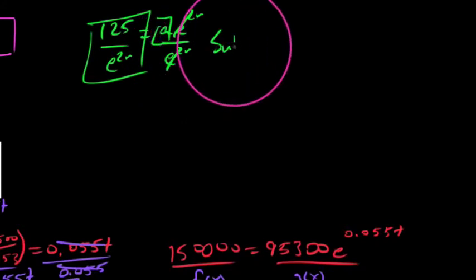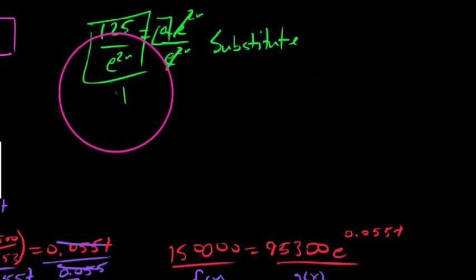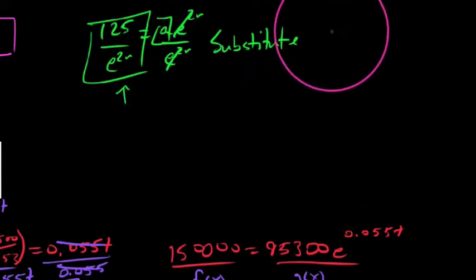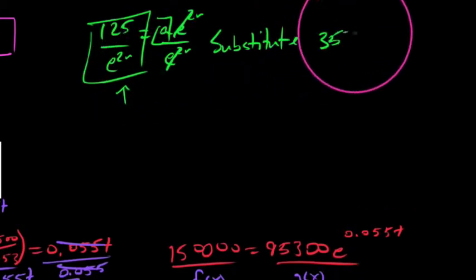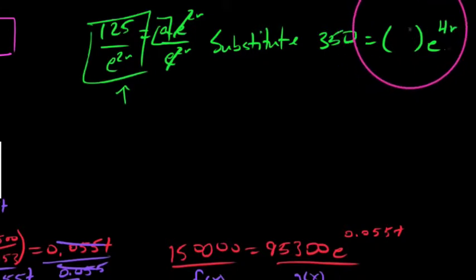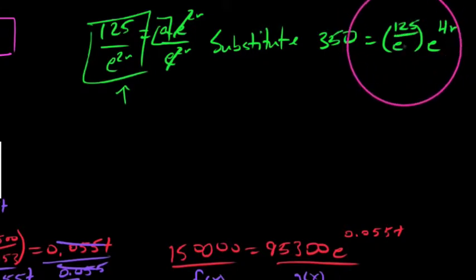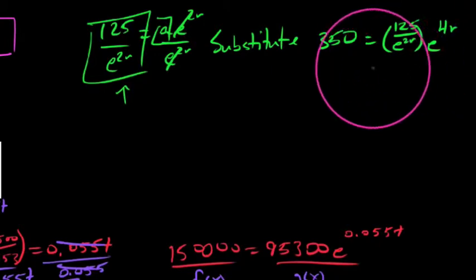So what we're going to do is this: we're going to use a substitution method. We're going to substitute this value right here in for a into the other equation, which was, by the way, 350. So we have a e to the, this one was to the 4r. But when we plug in this expression here, I get 125, and in the denominator here, I get e to the 2r. So now we're going to have to just do some algebra.